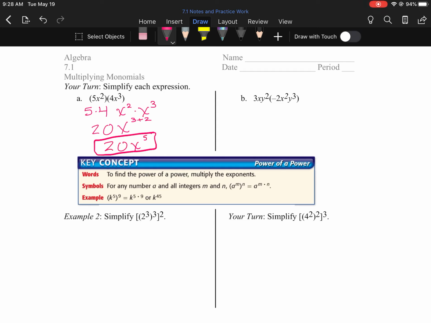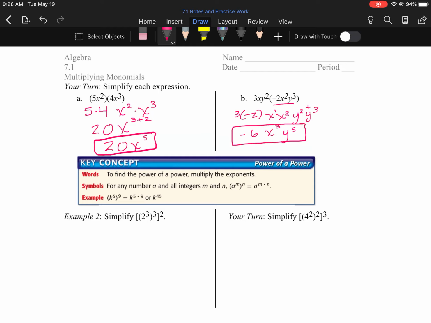Now for the second one, a lot of you are going to want to try to distribute this. There is only one term under there, so there's no distributing. It's just multiplying. So I get 3 times negative 2, x times x squared, and y squared times y cubed. So we get negative 6 x cubed, because remember 2 plus 1 is 3, and 3 plus 2 is 5. So negative 6 x cubed y to the 5th.